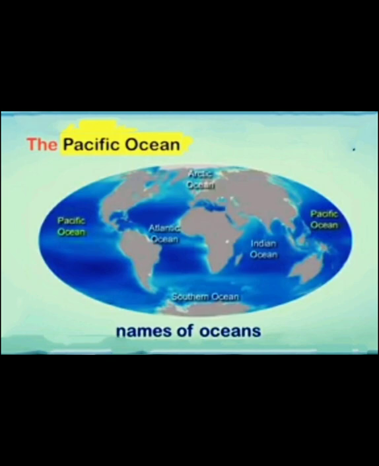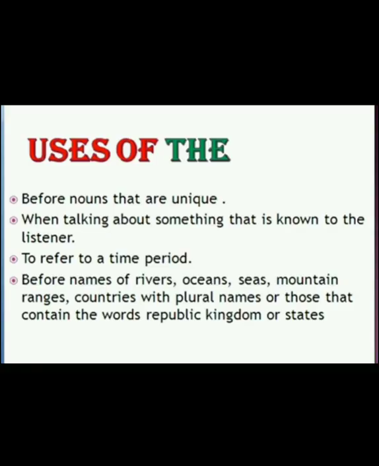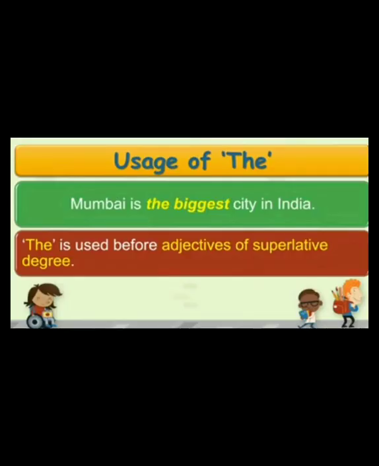the Pacific Ocean, seas like the Arabian Sea, mountain ranges like the Alps, and the countries with plural names or those that contain words like republic, kingdom, or state. For example, the Netherlands, the United Kingdom. We also use the before superlative adjectives, that is, the biggest, the tallest, the first, like that.